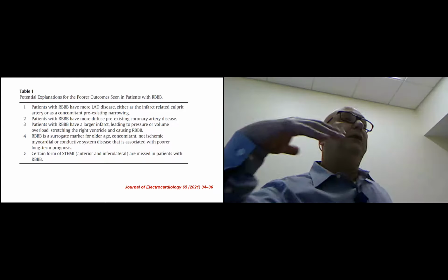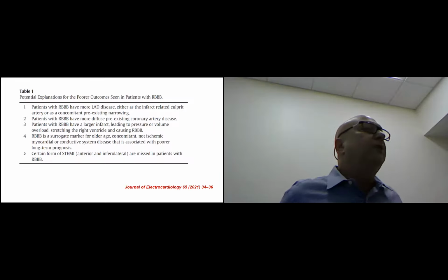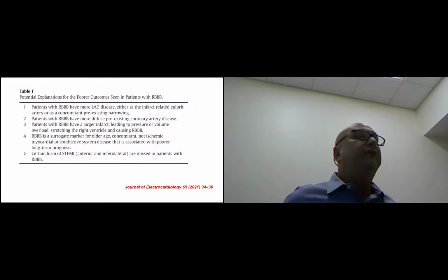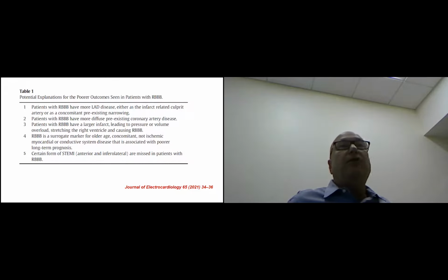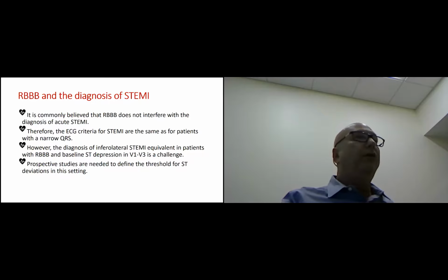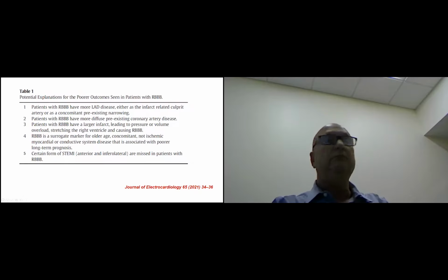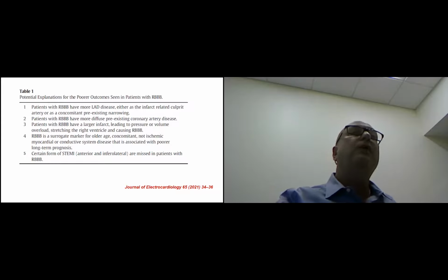They have more diffuse coronary artery disease. They may have a larger infarct leading to pressure or volume overload, stretching the right ventricle and causing RBBB. RBBB is a surrogate marker of older age and higher risk factors, and therefore older people die more. And certain forms of STEMI, anterior and infralateral, are missed in patients with right bundle branch block, and I'll continue to talk about it.